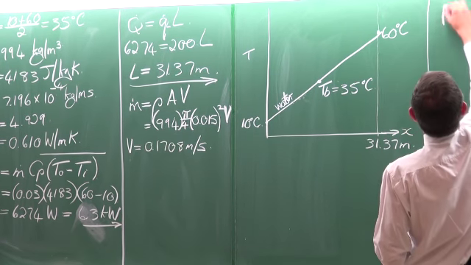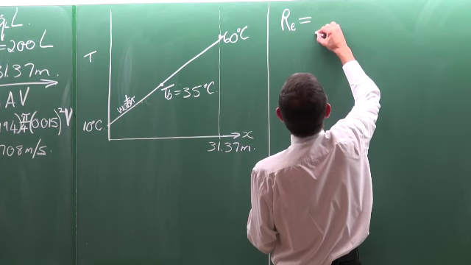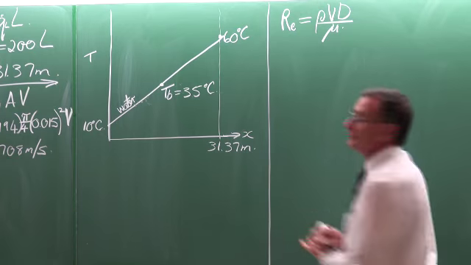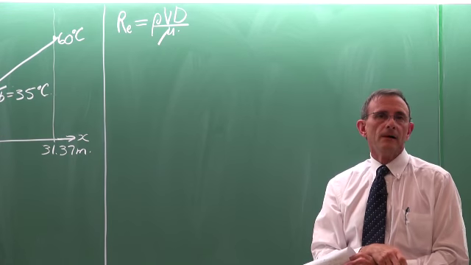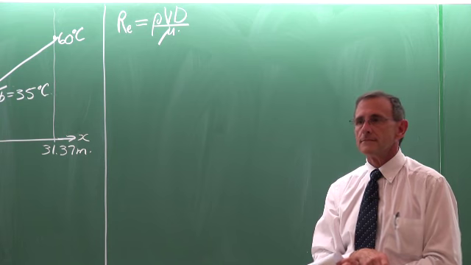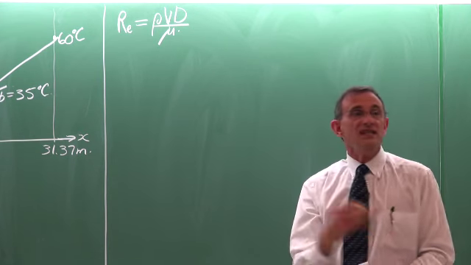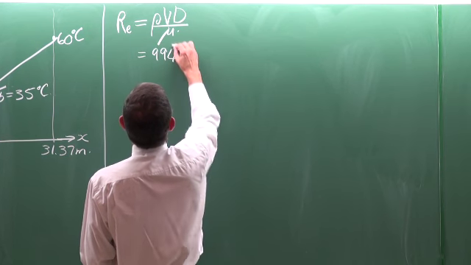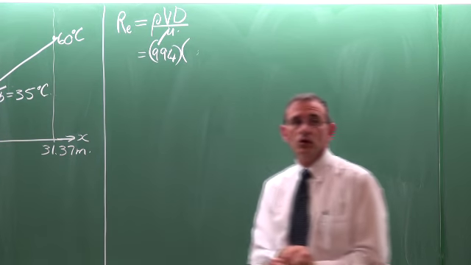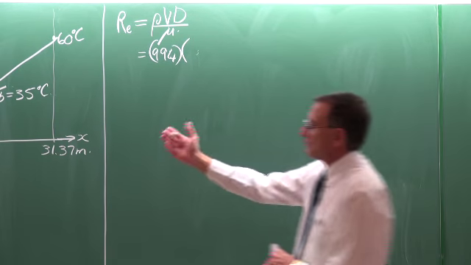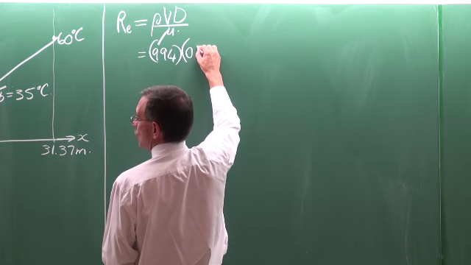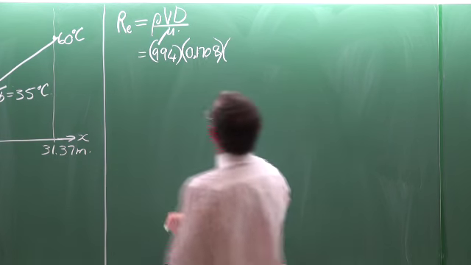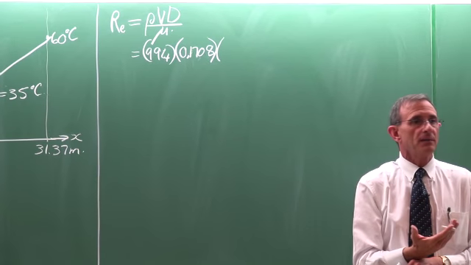Continue here. Now we can calculate the Reynolds number. The Reynolds number is rho V d divided by the viscosity. The density is equal to 994, multiplied by the velocity we've just calculated as 0.1708, multiplied by the tube diameter.